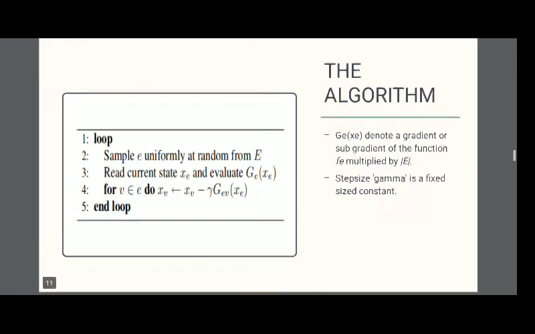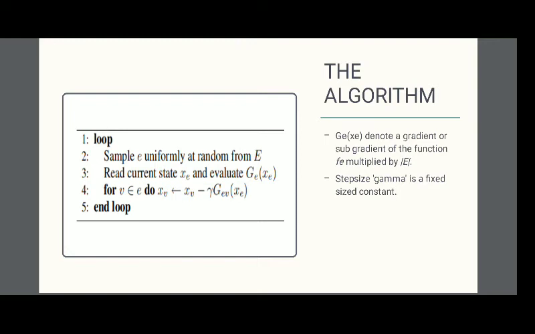Note, this operation does not require a separate locking structure on most modern hardware. Such an operation is a single atomic instruction on GPUs and DSPs. So the algorithm is pretty simple. We just sample e uniformly at random from capital E, read the current state x_e and evaluate g_e of x_e, where g_e of x_e denotes the gradient or subgradient of the function f_e multiplied by the mod of e.